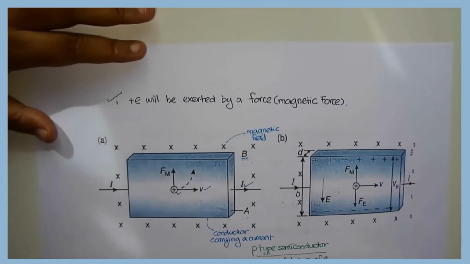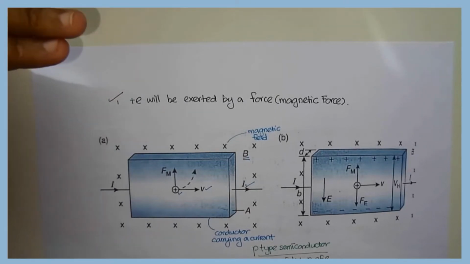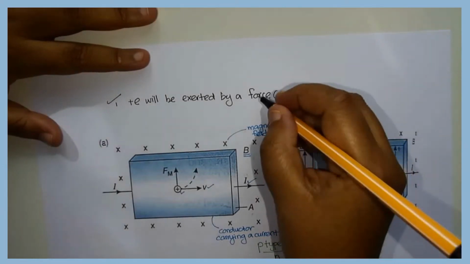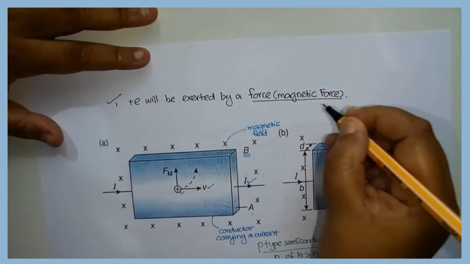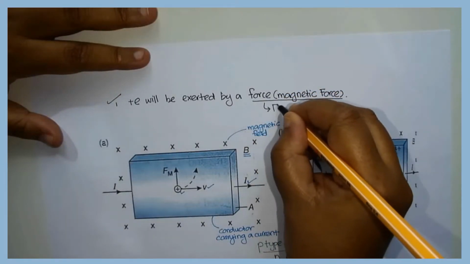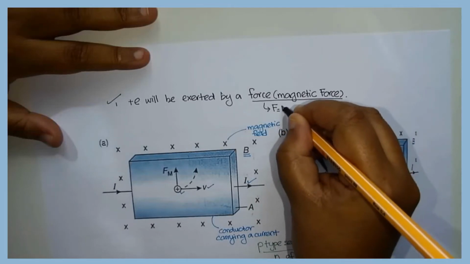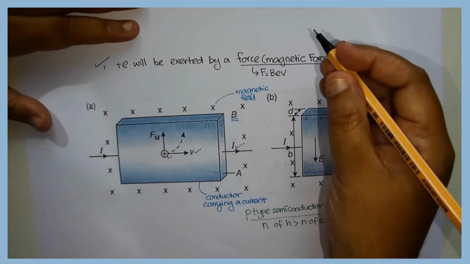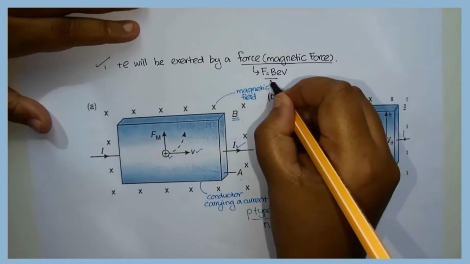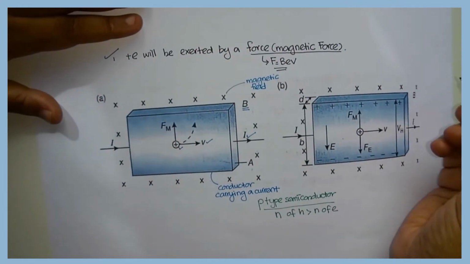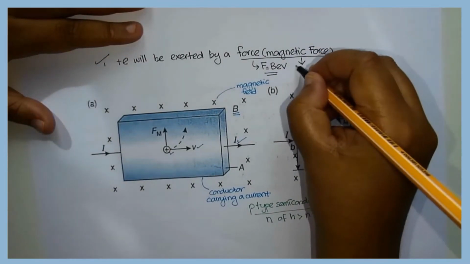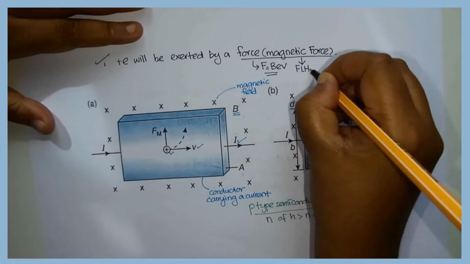Now this magnetic force which will be exerted on the positive charge carriers, the magnitude of the magnetic force will be F equals BeV. But the direction, how do we determine the direction? The direction is determined by using our Fleming left hand rule.